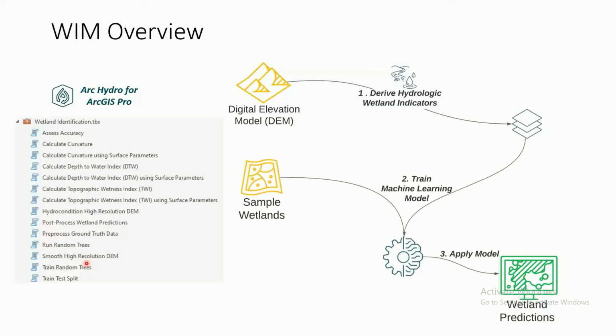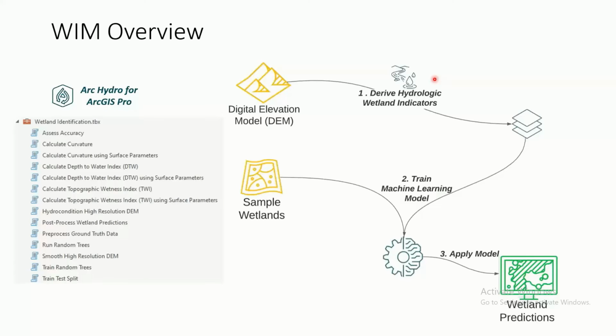So all of these tools are used to execute this very high-level representation of the WHIM workflow. WHIM relies heavily on two main inputs. There is a high-resolution digital elevation model, or DEM, and then some sample wetlands. So starting first with the DEM, WHIM automates a derivation of 3 different hydrologic wetland indicators, and these provide a proxy for near-surface soil moisture.